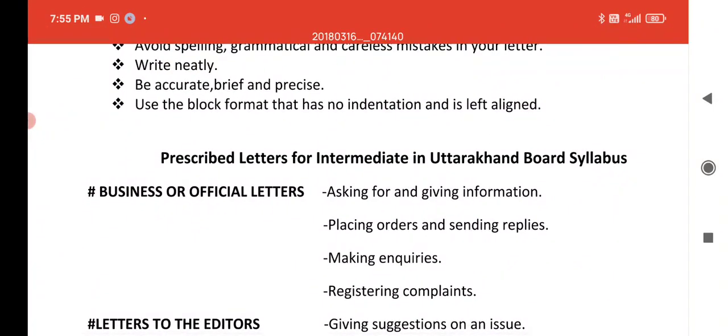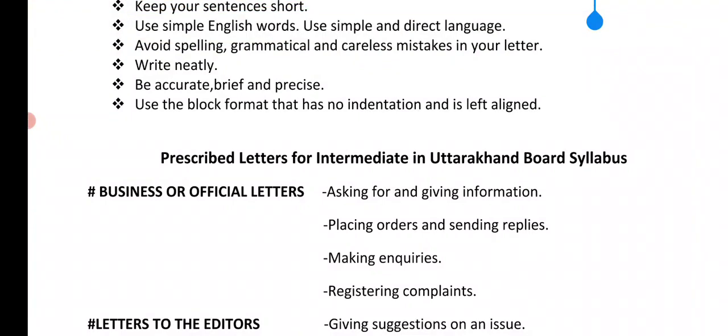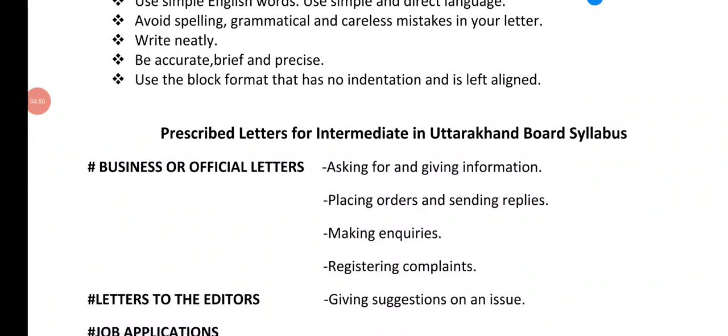So these are the three types. First, business or official letters, right? How do we know that it is a business letter? When you're asking for or giving information about something, like a catalog, when you're placing orders or sending replies, when you're making inquiries about a product, and when you're registering complaints. You buy things, and they are non-functional, they start showing problems, then you register complaints, right?